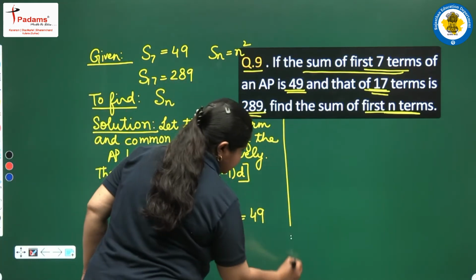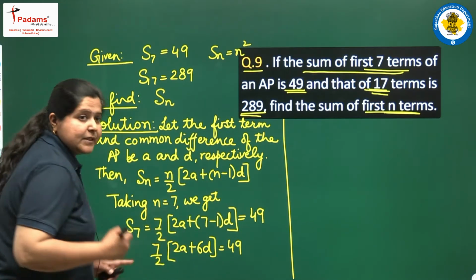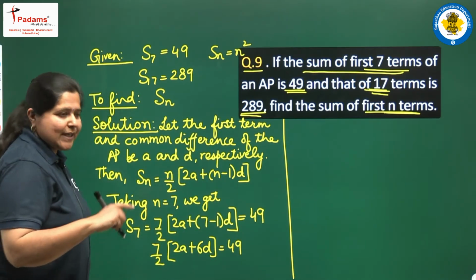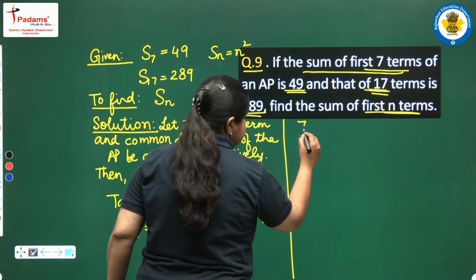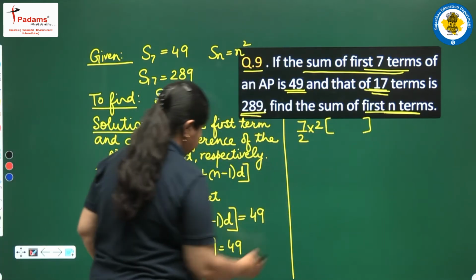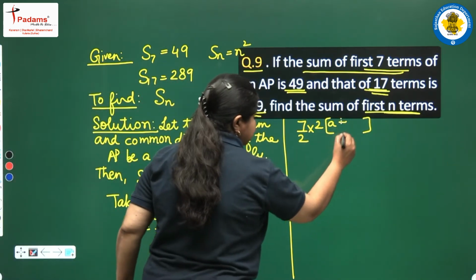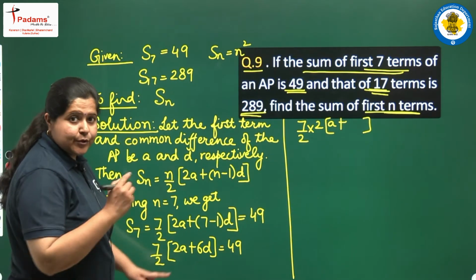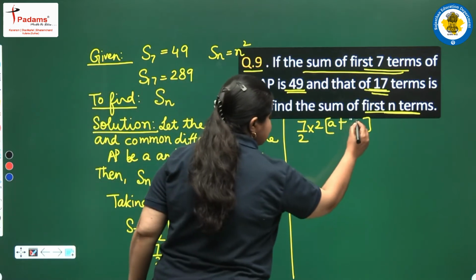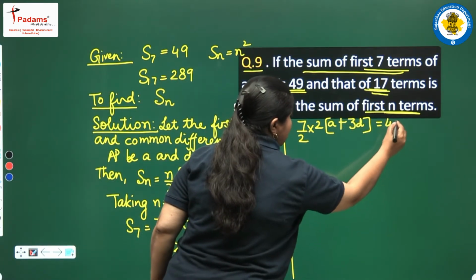Here we can take the common number out, 2a and 6d. They both are multiples of 2. So, we can take 2 out as the common number. This can be written as 7 by 2 into 2, and what will be inside? 2 has come out so a will remain, plus, here we have 6, 2 3s are 6, so here we will write 3 and d also. This is equal to 49.